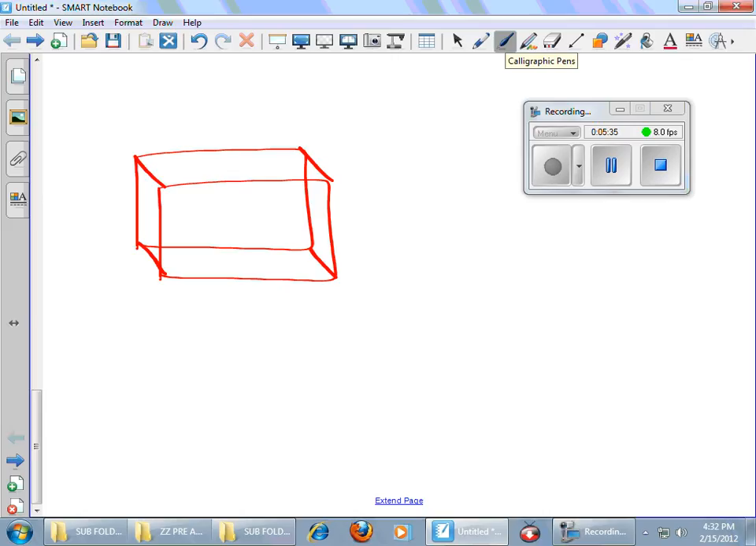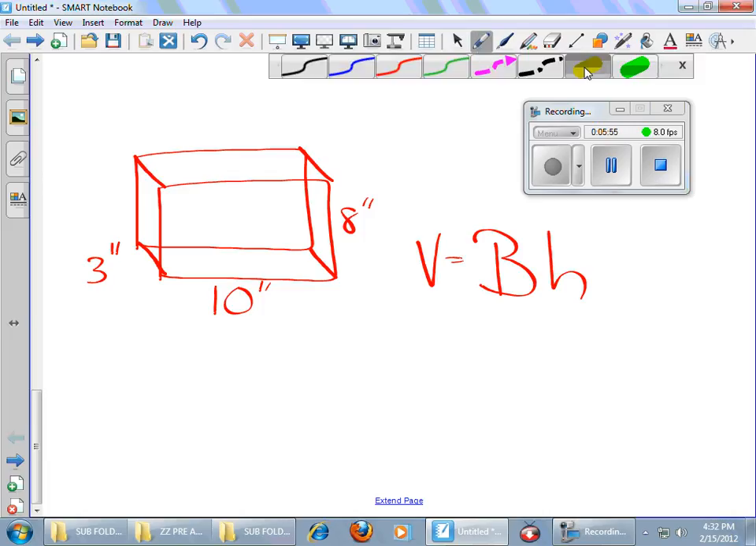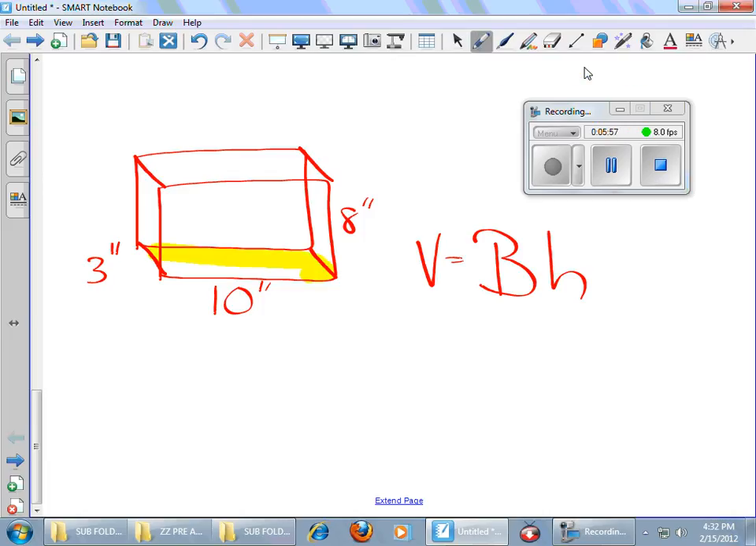All right, and I am told that this is 3 inches deep and 10 inches long, and this will be 8 inches tall. To do the volume of this rectangular prism, I'm going to find the area of the base times the height. First, I'm going to highlight my base, and my base is this. All right, there's my base. So the area of the base is a rectangle.